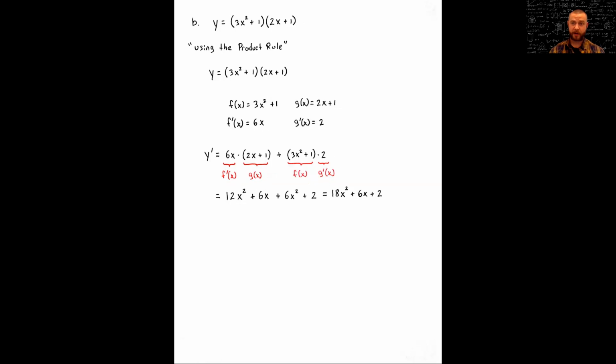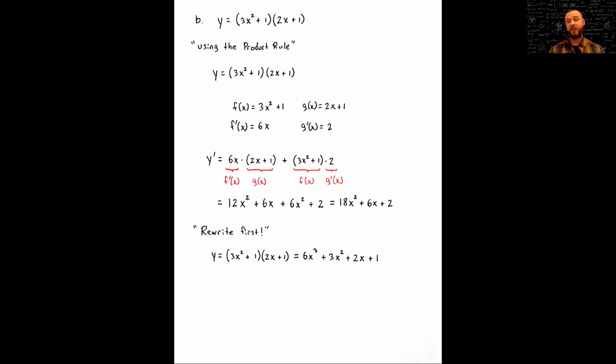Okay, so the product rule works here. It seems pretty efficient. But what if I told you you could solve this problem without using the product rule at all? Now, this applies here. There's going to be plenty of other examples where this next idea is essential. Rewrite your function before you even do any calculus. So rewrite your function before applying the product rule or before applying the quotient rule.